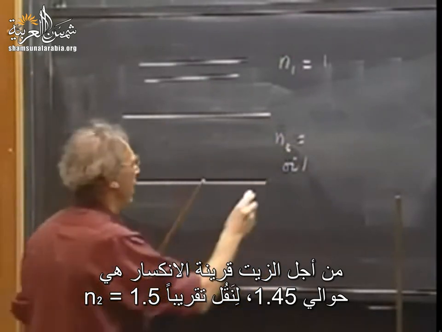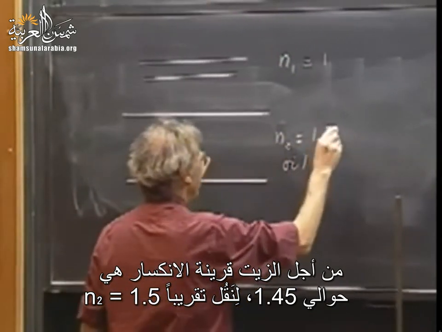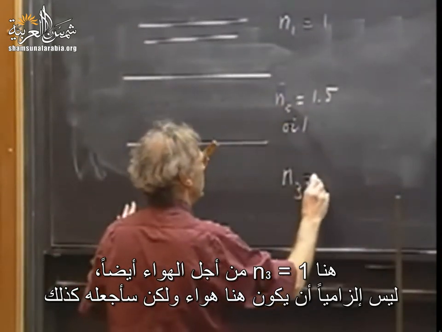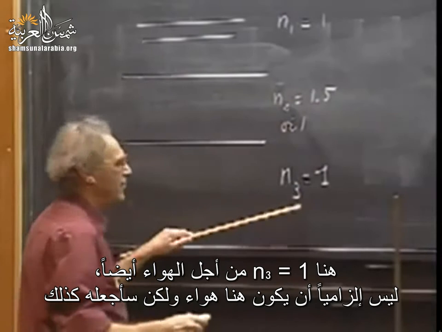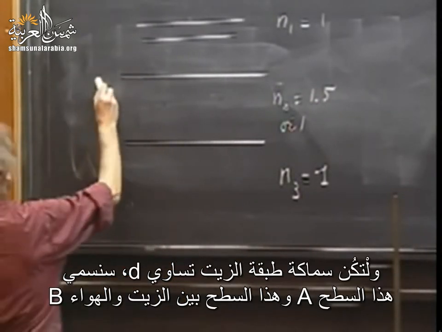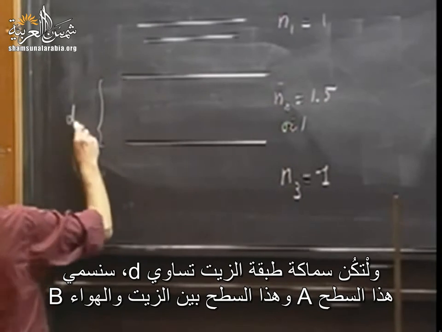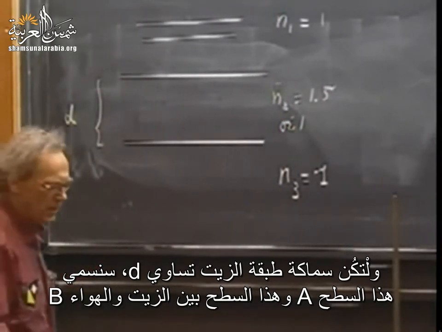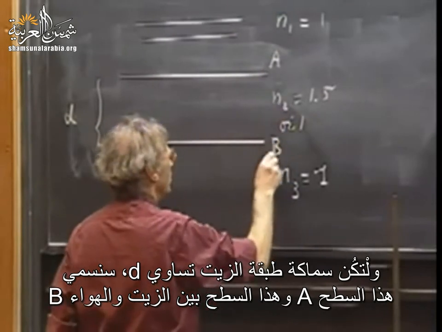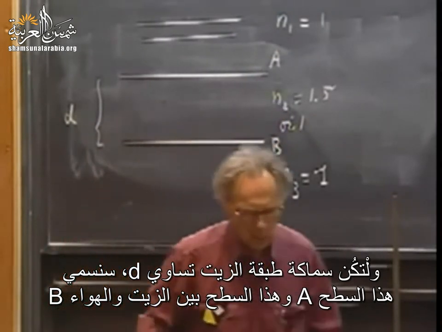Let's make it 1.5, just so we round it off. And this is N3, which is again air in this case, so let's make it 1. It doesn't have to be air, but I will make it air. And let the separation, or the thickness, I should say, of the oil be D. And I call this surface A, and this surface between oil and air, I'll call that B.